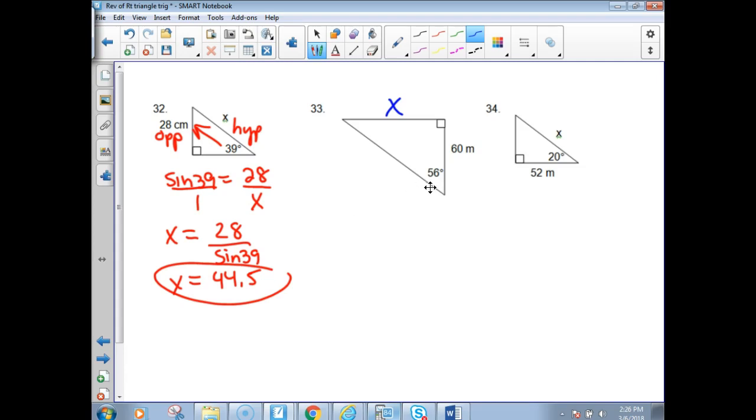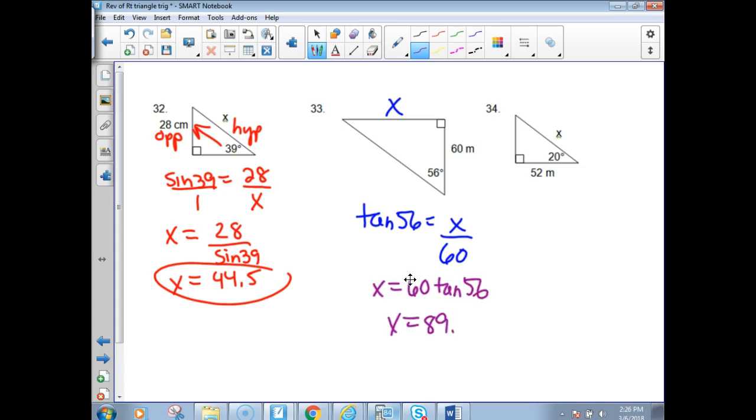All right, so this would be tangent. I'll just say it. Tangent of 56 is x over 60. All right, and then what did you get for that, Addison? 89.0? I'm not verifying. I did not type it on my calculator, so you got that too. Okay. All right, and last number 34 on the page.